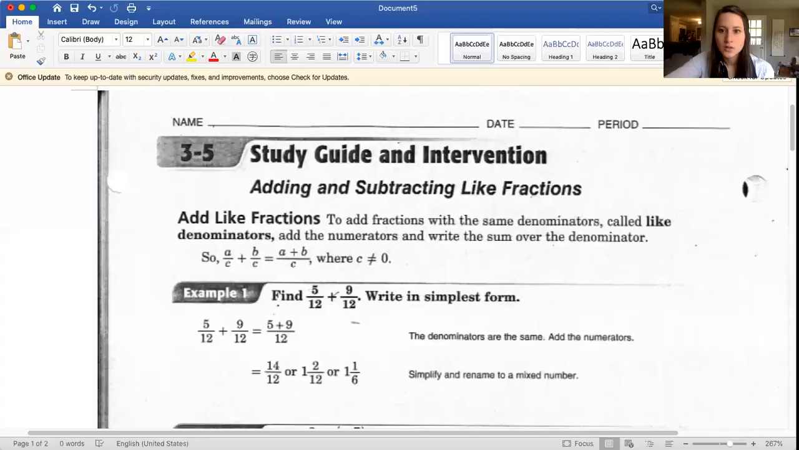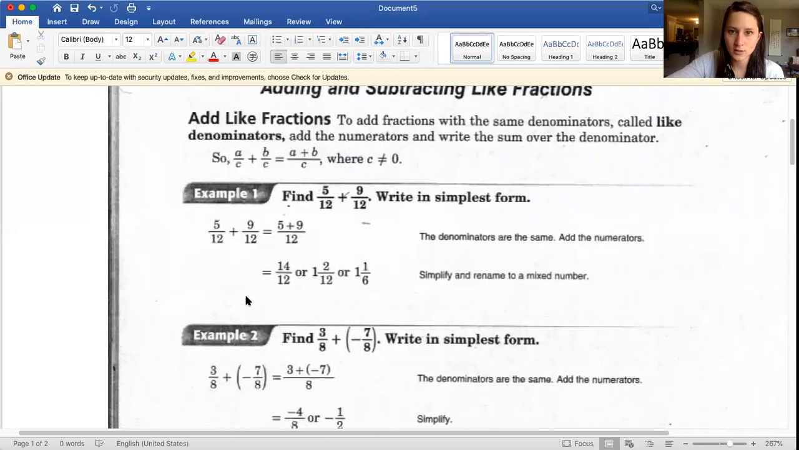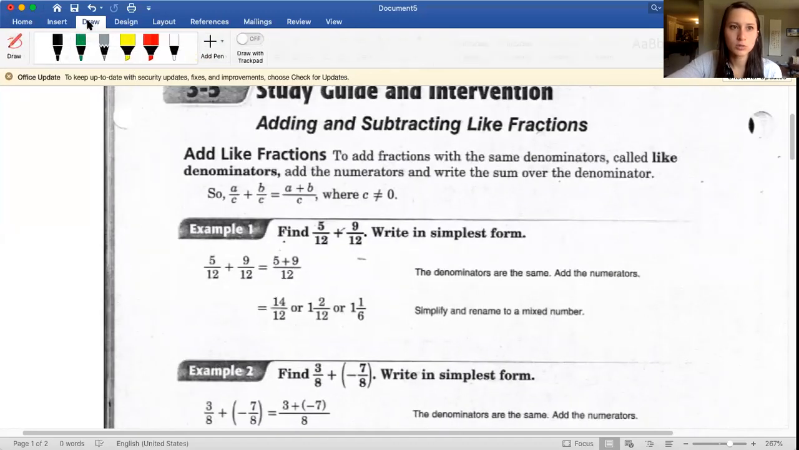Hello, this is the lesson for chapter 3, lesson 5, which is adding and subtracting rational numbers. What we're looking at today is basically adding and subtracting like fractions. So, last two classes we were looking at multiplying and dividing fractions. Now we're going to look at adding and subtracting fractions. So let's review the rules for adding and subtracting, okay?